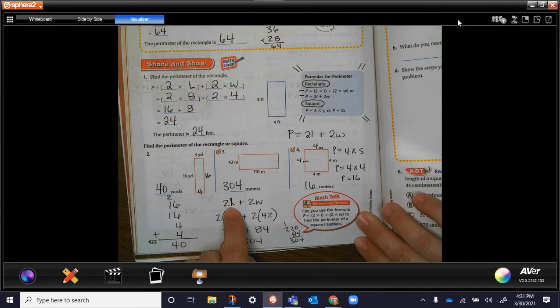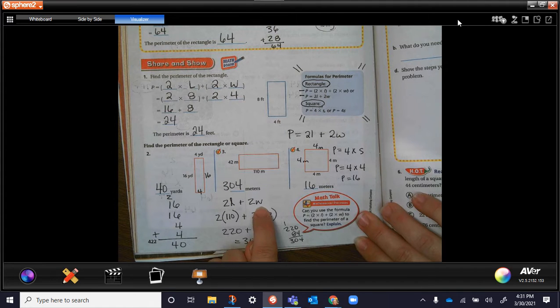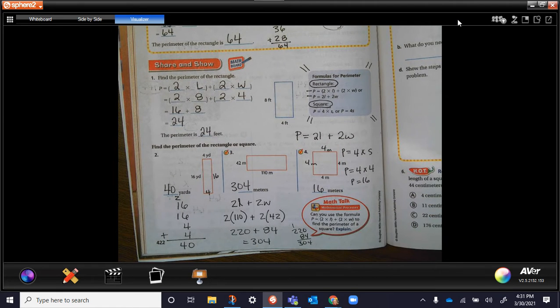So 2L plus 2W, you plug in what you know, the length is 110. So 2 times 110 plus the 42 here is the width. So instead of W, we're going to plug in the width, 2 times the width. 2 times 110 is 220. 2 times 42 is 84. Add them up, and you get 304. All right, so we worked on those.